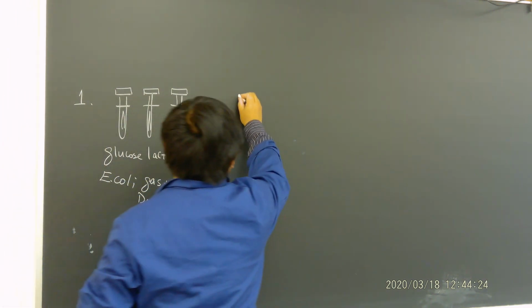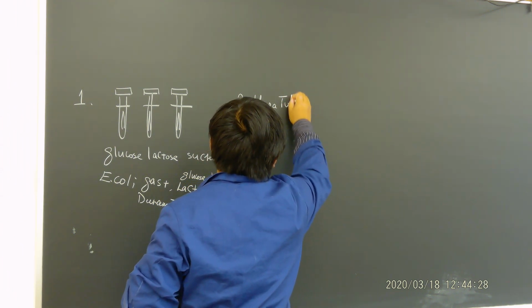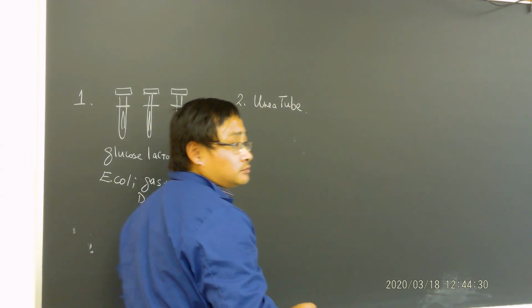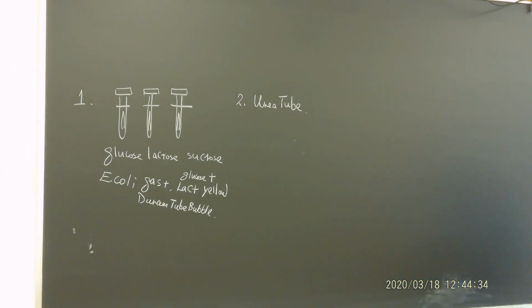Second one, let's look at your urea tube. Who has Proteus vulgaris? Who has Proteus vulgaris? Give one tube to me. Just one. For Proteus vulgaris. No, yeah. The urea tube. I want the urea tube. Yeah, look at the urea tube. Okay?